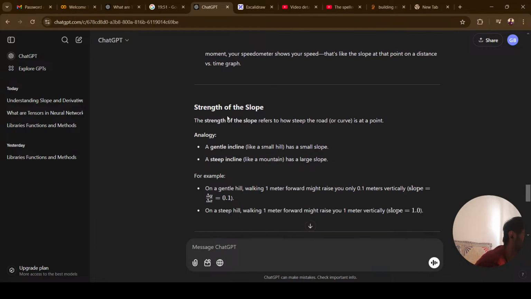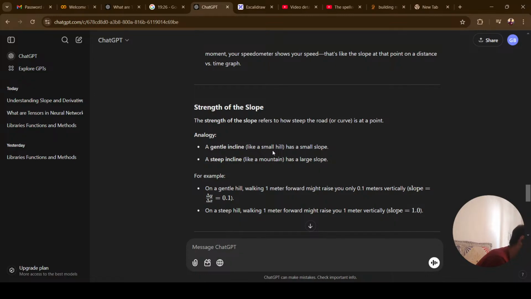Strength of the slope. Strength refers to how steep the road is at a point. A gentle incline is like a small hill and has a small slope. A steep incline is like a mountain and has a large slope.